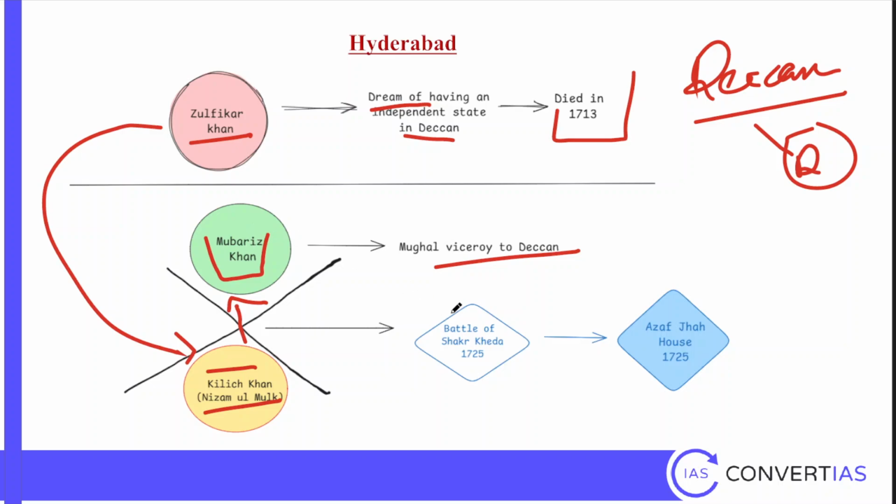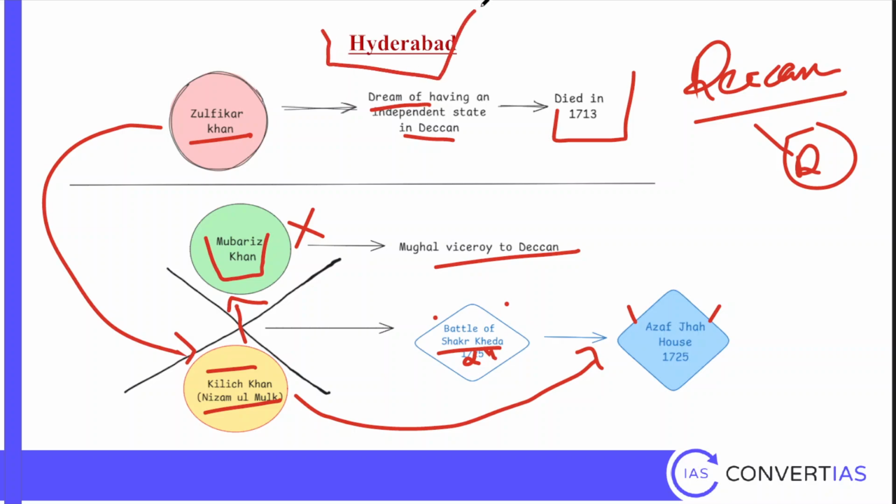So the battle was fought in 1724. In fact, they fought a battle called Shakar Kheda. And in this Battle of Shakar Kheda, Mubarak Khan was killed. And once Mubarak Khan was killed, he became the sole power center in the Deccan, and he established the successor state of Hyderabad, which he called the Asaf Jah House. He assumed the title of Asaf Jah.